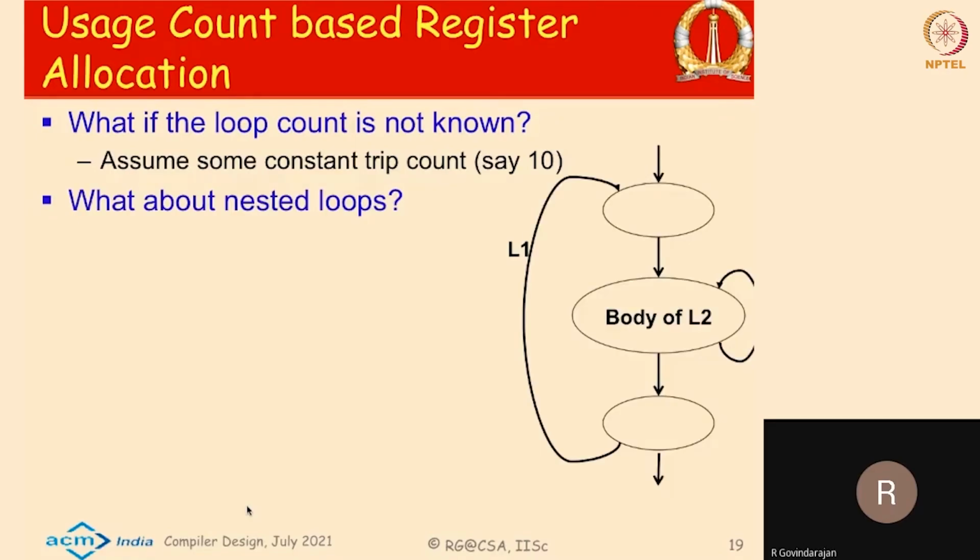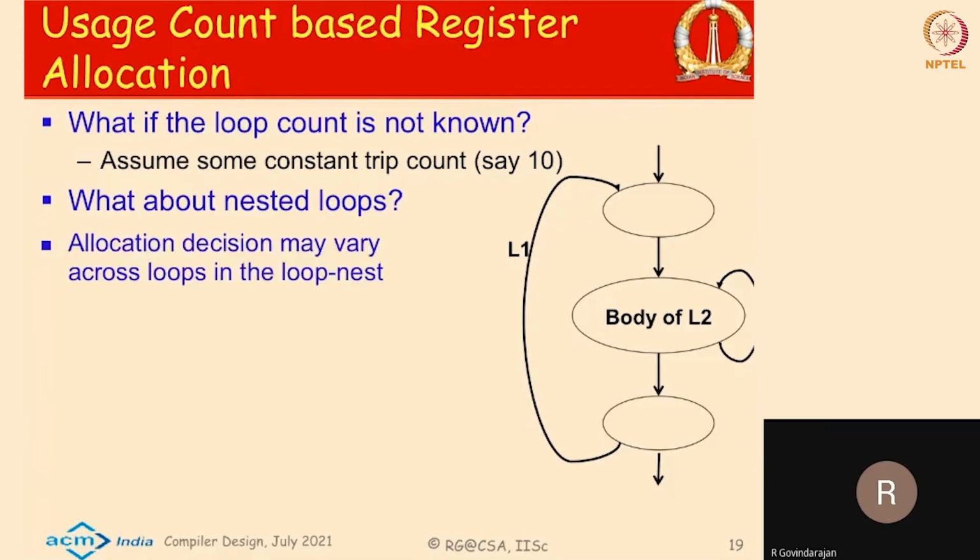Okay. The second thing is what happens if you have nested loops. If you have a nested loop, then of course the variables inside the body of L2 are going to be used more often than the variables which are used outside of the body of L2. It's also possible to do register allocation for some variables which are within the body of L2, but then they may not be allocated a register outside of that loop, or vice versa. Some variables in the outside loop can be allocated registers, whereas they may not be used inside L2, and therefore those registers can be reclaimed and used for some other things.